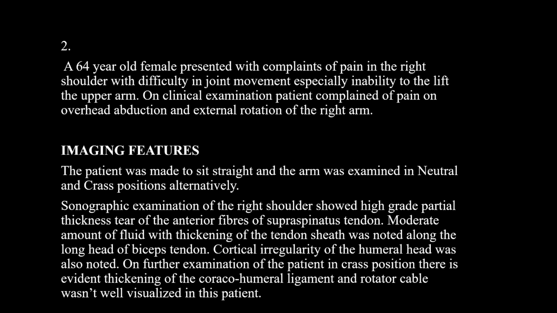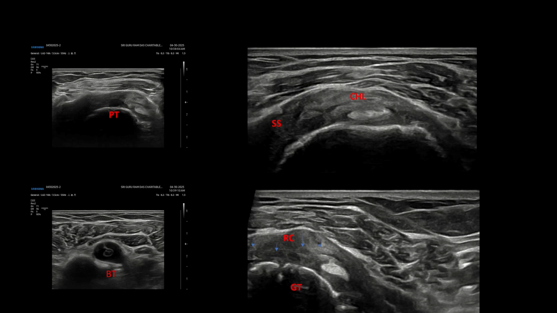On further examination of the patient in cross position, there is evident thickening of the coracohumeral ligament, and the rotator cable wasn't well visualized in this patient, as you can see in the images below.